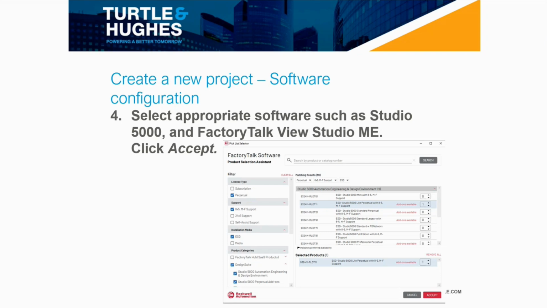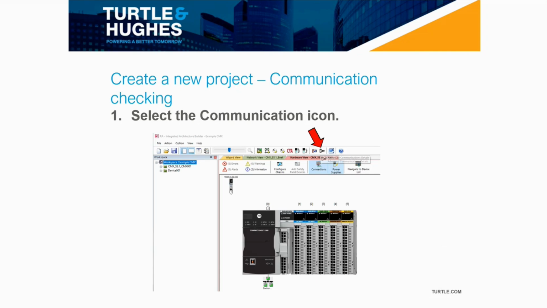Do I want media or not? I can go ahead and go in here, select the Studio, in this case, Studio ME and Studio 5000 would apply to what I want. I can go ahead and click on those and click on accept, and that's going to be added to my bill of material in the background back in my IAB project.